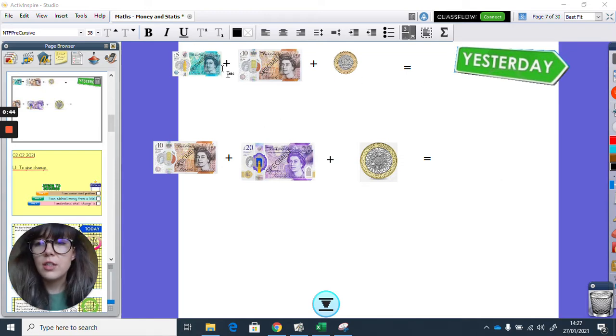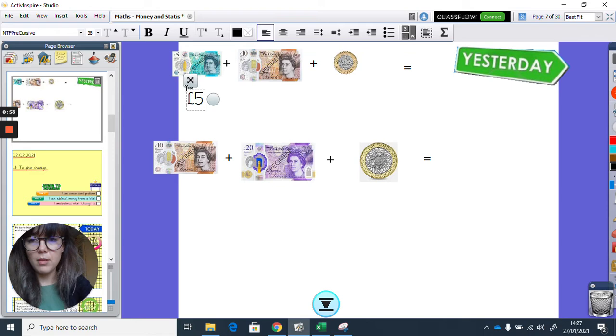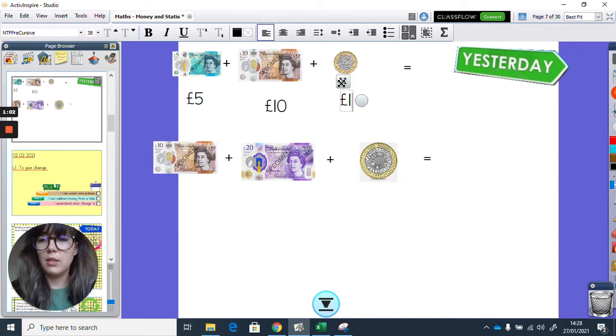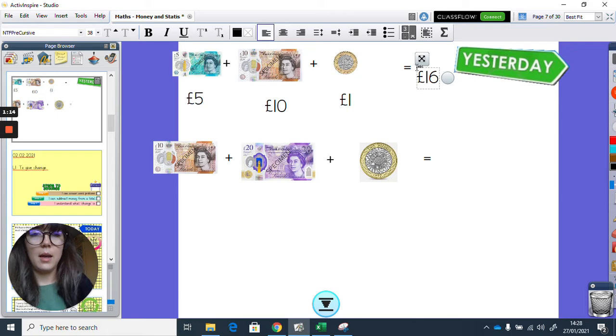So the first thing you're going to need to do is recognise all of these pound notes and coins. The first one is £5. The second one is £10 and the third one is £1. Now we know the question is easy to answer. We start off with our largest amount, that's probably the easiest way to do it. We add the next largest and then we add the smallest. 10 add 5 is 15, add 1 is 16. So it will be £16.